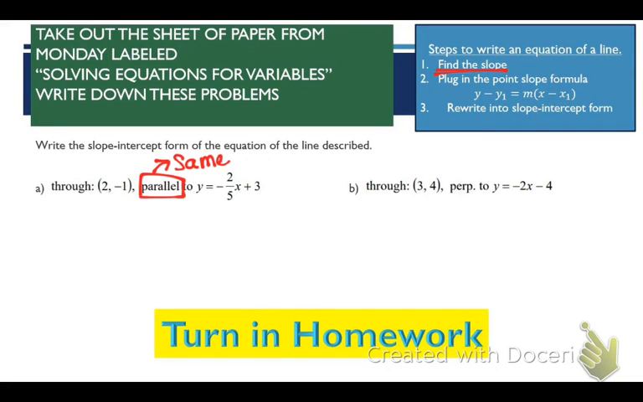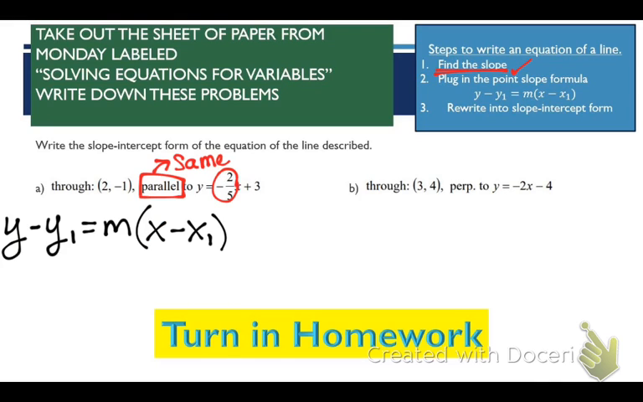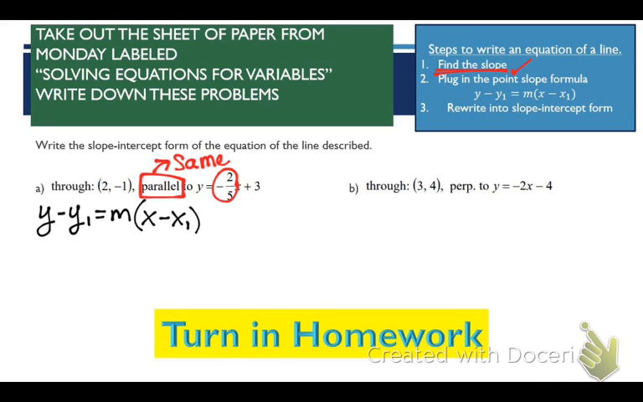They're the same. So what is the slope of my new line going to be? Negative 2/5. Okay, so I found the slope. What do I do after I find my new slope? Plug it into my point slope formula. Why is it called point slope? You plug in a point and you plug in a slope. Good.